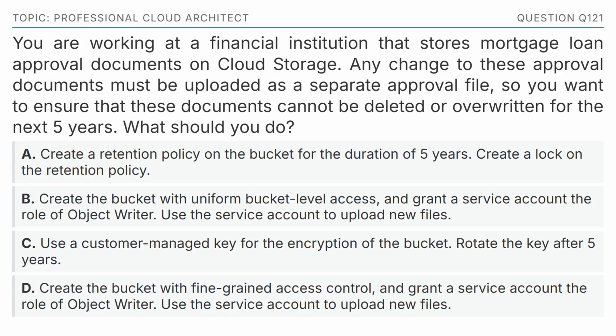Option B, create the bucket with uniform bucket level access, and grant a service account the role of object writer. Use the service account to upload new files. Option C, use a customer-managed key for the encryption of the bucket. Rotate the key after 5 years. Option D, create the bucket with fine-grained access control, and grant a service account the role of object writer. Use the service account to upload new files.